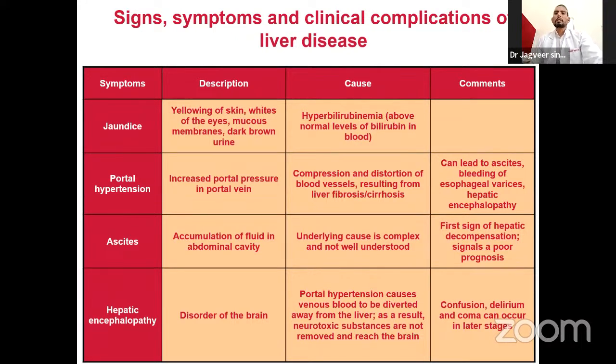Some signs, symptoms, and clinical complications of liver disease. Liver disease can present with jaundice, portal hypertension in the form of ascites or GI bleed, or black colored stool called melena, or hepatic encephalopathy. These are the symptoms that, if not treated, hamper the quality of life of the patient. Next slide, please.